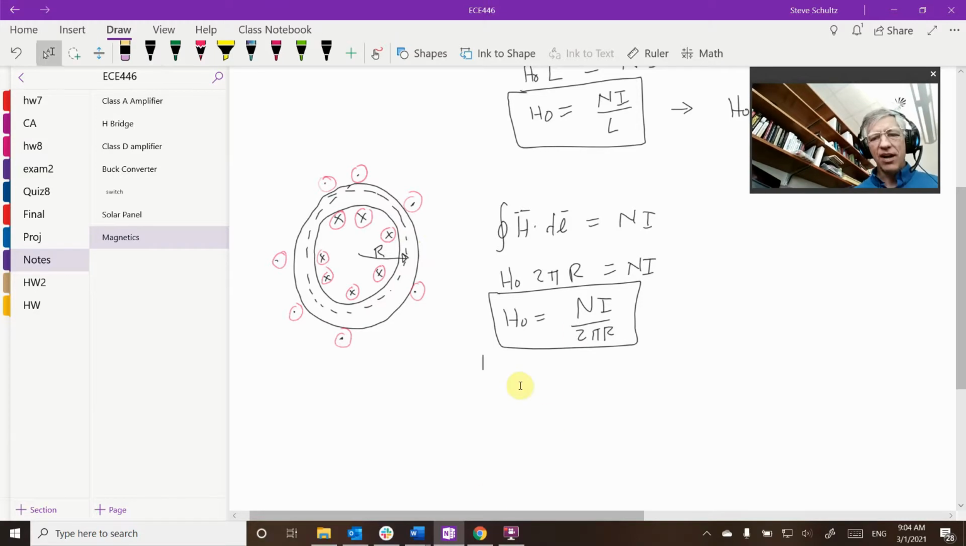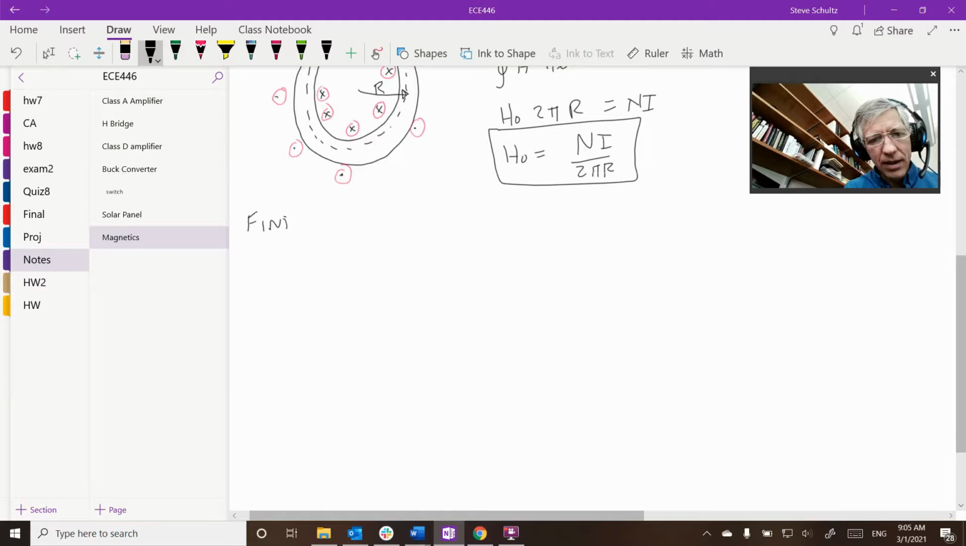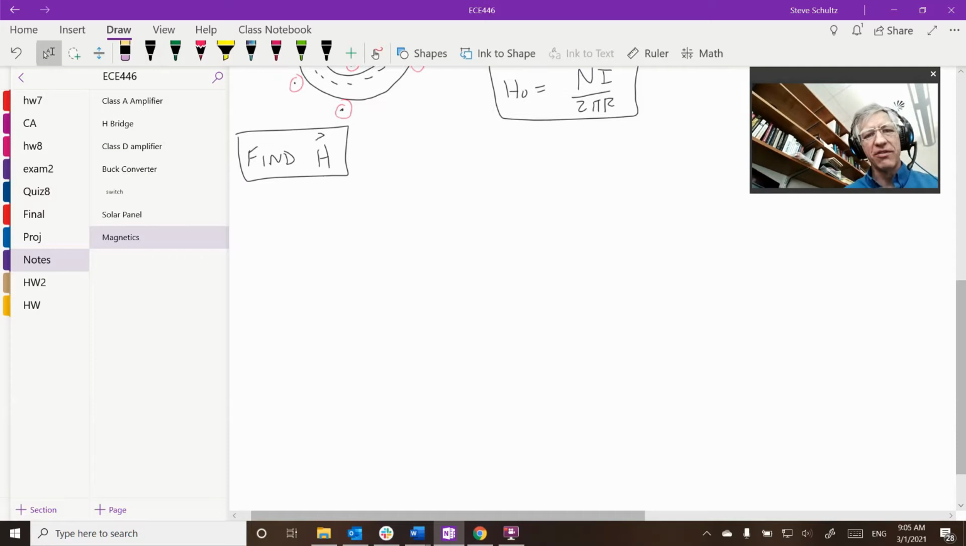Okay, so now that we have the magnetic field in this region, our next step is to convert from magnetic field H to magnetic flux density. So we are going to have B, which is my magnetic flux density, equal to mu times H.